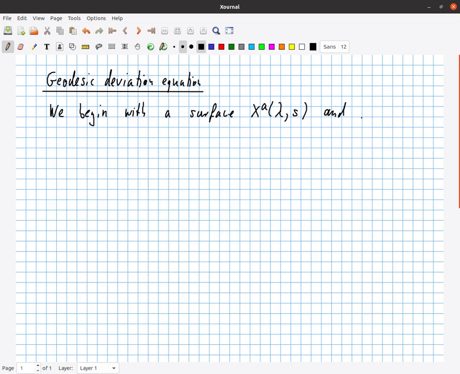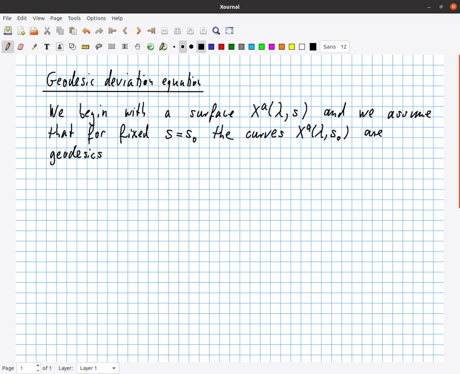And we assume that for fixed s, in this case we call it s0 to indicate that this is a fixed value, the curves, which are now curves because they only depend on one parameter, the other one being fixed, are geodesics with affine parameter lambda, which is precisely the situation that we had when I started the lecture on the surface of the Earth.